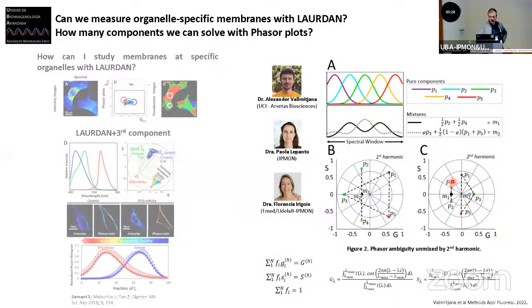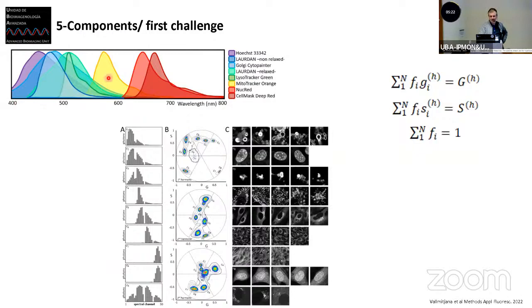So basically we acquired spectra from many different fluorophores: Hodge, Laurdan, Golgi, Laurdan in relaxed and non-relaxed states, LysoTracker, MitoTracker, NucRed, CellMask. And then we calculate, you know, these are many cells. We transform the data into the first harmonic, second harmonic, and third harmonic. And then with that information, we did all the analytical solution of the phasor in order to mix and understand how the organization of the membrane was.